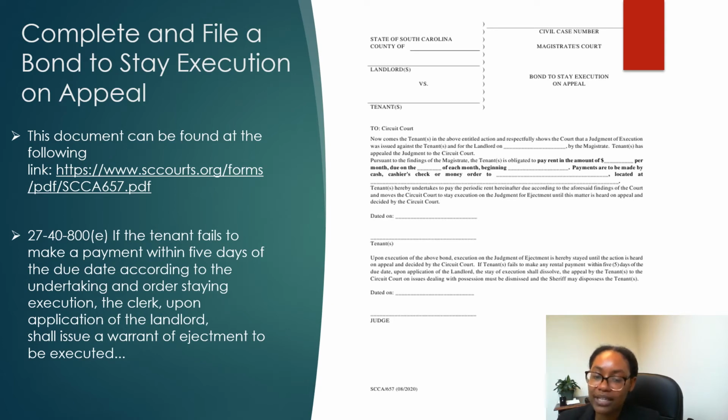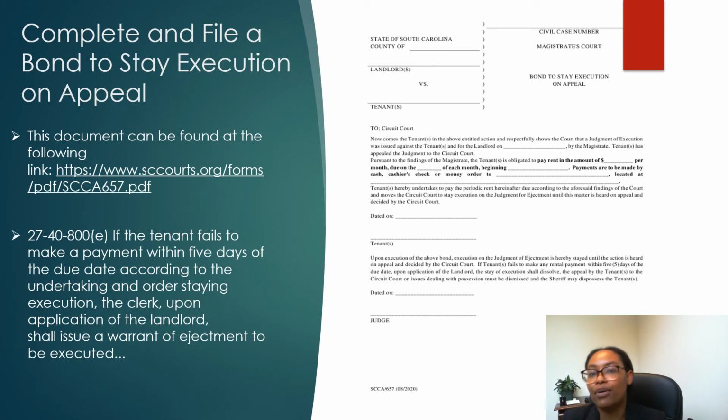It's important to note, and I put here 27-40-800(E), if the tenant fails to make a payment within 5 days of the due date according to the undertaking and order staying execution, the clerk, upon application of the landlord, shall issue a warrant of ejectment to be executed. So it's important that you keep your promise, this written promise, to make payments to the court while the appeal is pending so that you can remain in the dwelling unit.